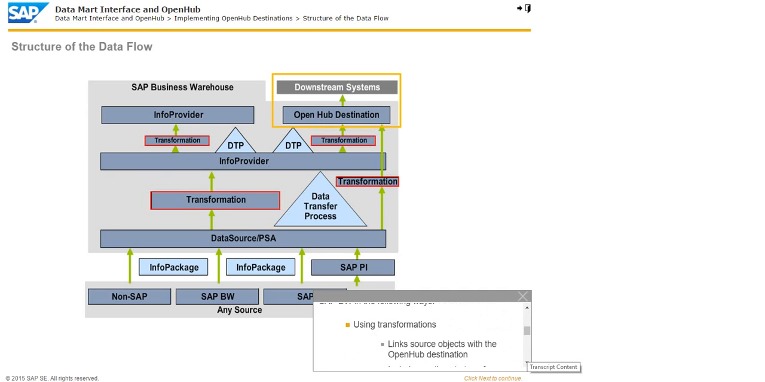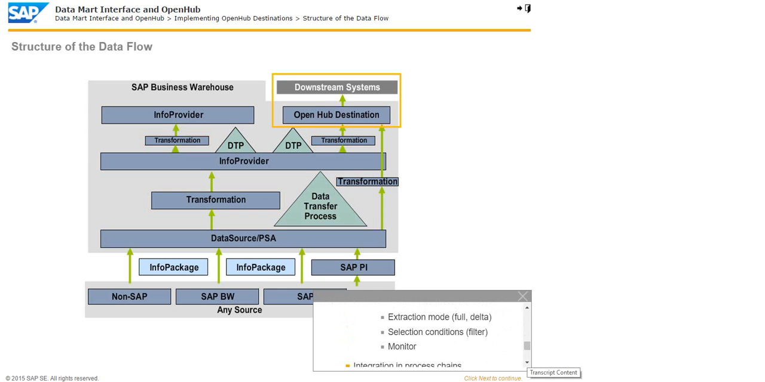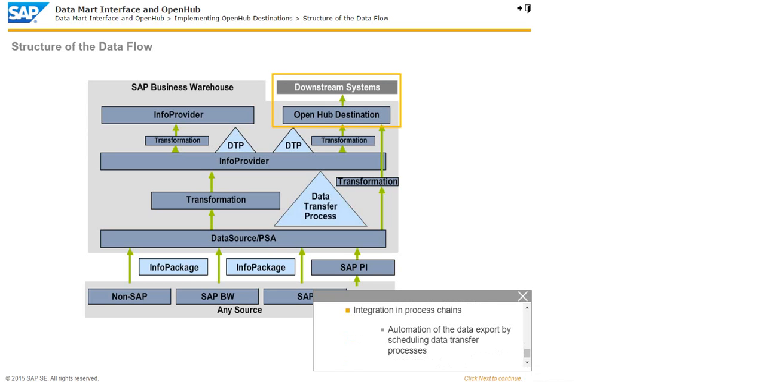The OpenHub destination is part of the data flow in SAP BW in the following ways. Using transformations: links source objects with the OpenHub destination. Includes routines to transform data. Loading the data using data transfer processes: extraction mode, that is, full, delta. Selection conditions, that is, filter, monitor, integration in process chains. Automation of the data export by scheduling data transfer processes.